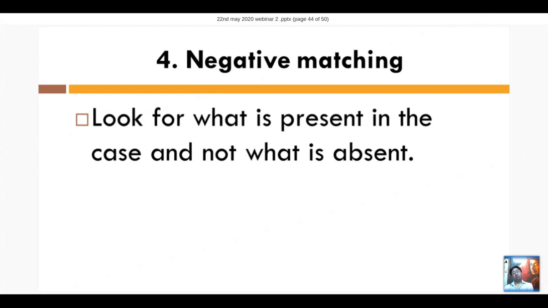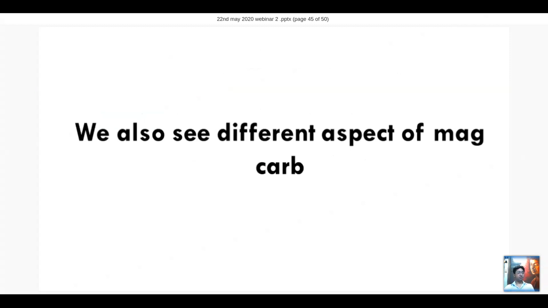And one mistake we many times make is negative matching. Look for what is present in the case and what is absent, right? Many times we make the mistake of eliminating the remedy with information which is absent in the case. For example, if we are thinking about Pulsatilla and we say the patient is not weeping, right? If we are thinking about Natrium muriaticum and the patient weeps in front of you, or he is not having a salt desire. So this is very important. You should not negatively match. You have to evaluate what you have in front of you.